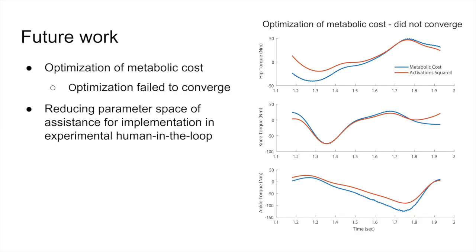In the future, we would like to optimize for estimated metabolic cost. We are unable to get those optimizations to converge, but candidate solutions like the one shown on the right are promising and seem similar in ways to the results from optimizing for activation squared. We would also like to test candidate parameterizations in simulation to see if we can reduce the parameter space to something implementable in human-in-the-loop optimization experiments while still capturing the main features of the assistance strategy.